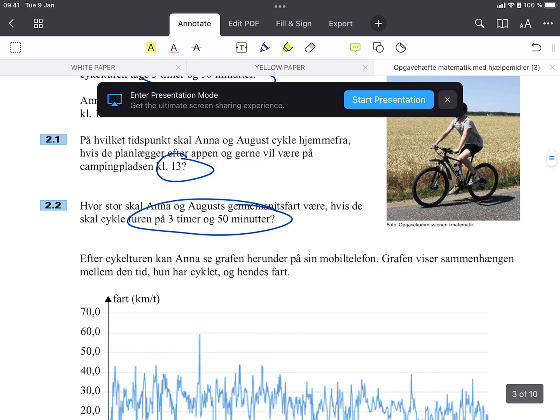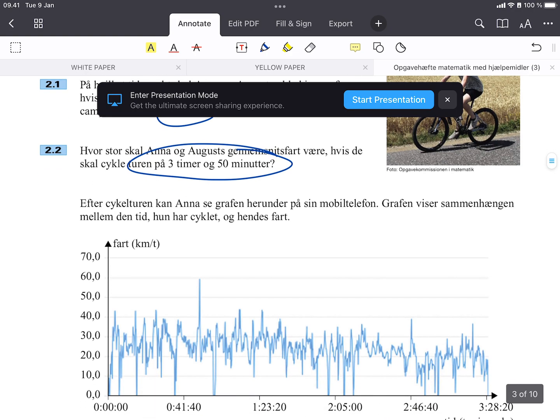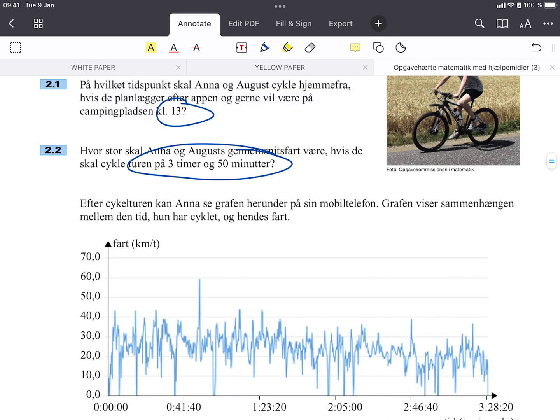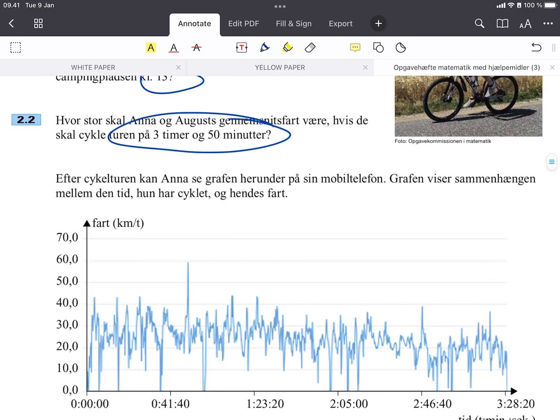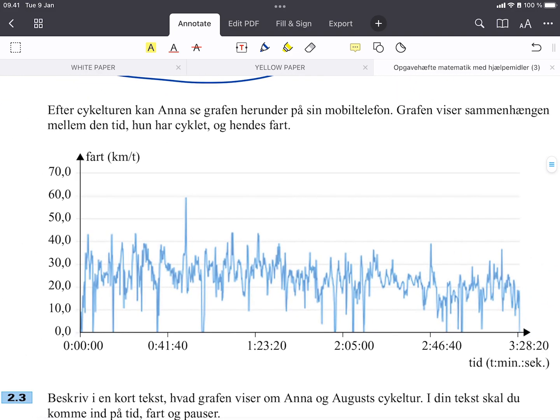2.3. After the cycle trip, Anna can see the graph below on her mobile phone. The graph shows the relationship between the time she's been cycling and her speed. Okay, so her speed goes up and down during the journey. Looks like she reaches a top speed of 60.